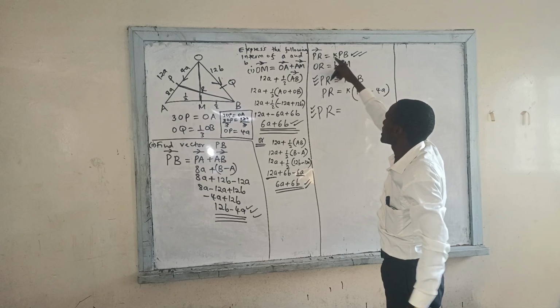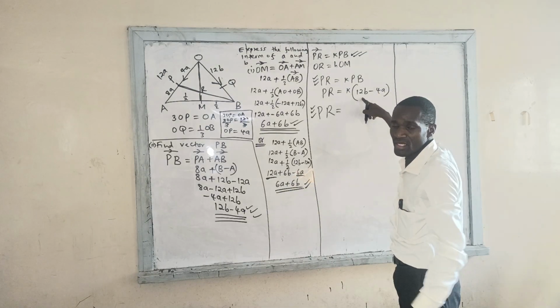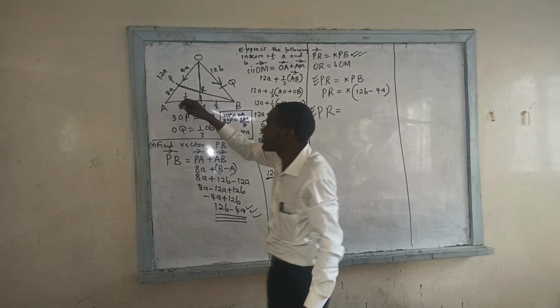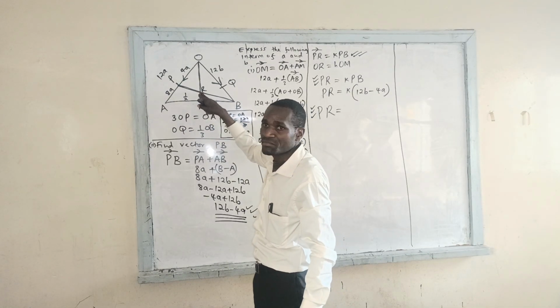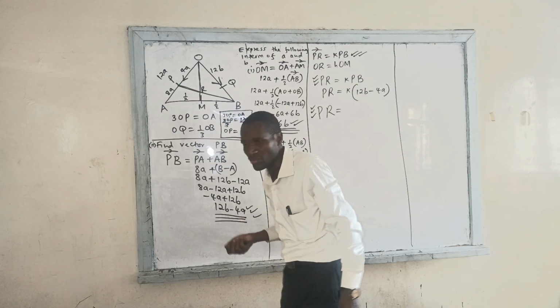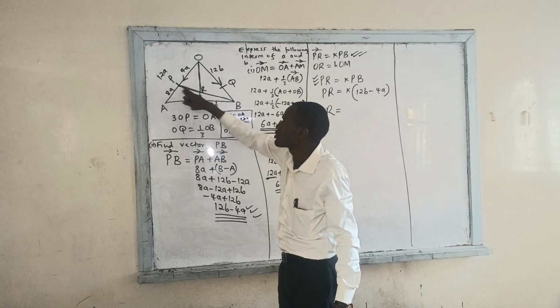You said PR is just KPB. Just say K into PB, and PB is 12B minus 4A. In most cases, you'll be getting or writing this from somewhere to the center in 2 different ways. That can work well for you. And now we can again say we can move from P to R.